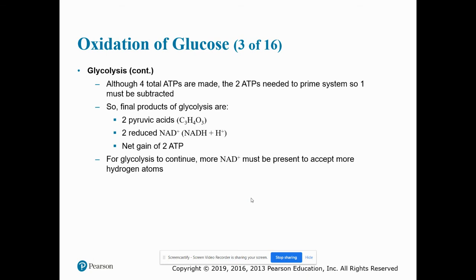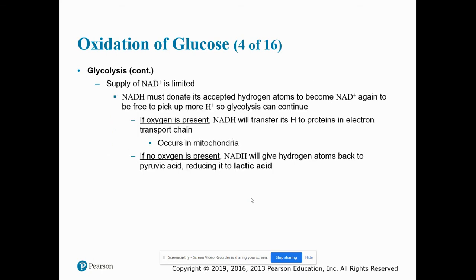For glycolysis to continue, more NAD+ has to be present to accept more hydrogen atoms. And the supply of NAD+ is limited. So once the NAD+ becomes NADH, that NADH has to go and donate its accepted hydrogen atoms to become NAD+ again, so it's free to pick up more hydrogen atoms so glycolysis can continue.